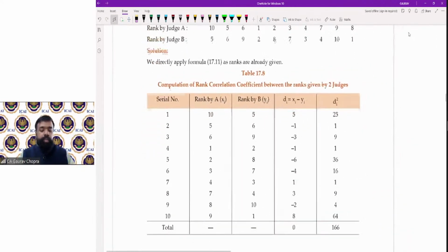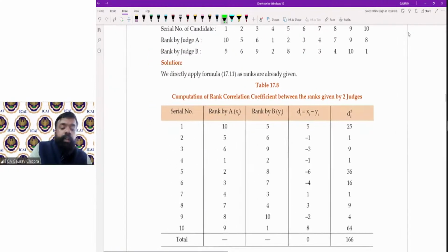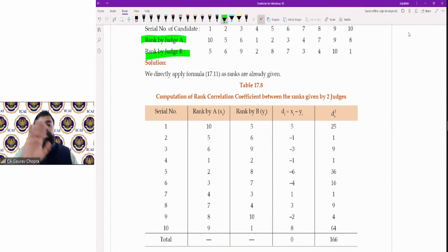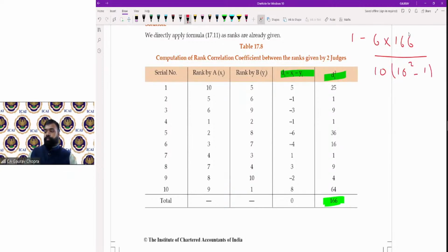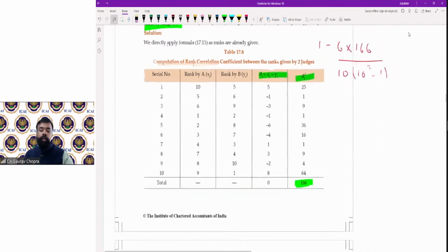Now, similar is question number 10. In question number 10, the rank is directly given. The rank is already given, so we do not have to calculate the rank. Rank calculation is not required, it is already done. Directly what will we find? The difference. You found the difference, and then we have to find D square. Calculate D square. So how much D square do you have? 166. This is your D square. Now apply the formula. 1 minus 6 into 166 upon n. N is 10 into 10 square minus 1. Now you can simplify this and get your result.